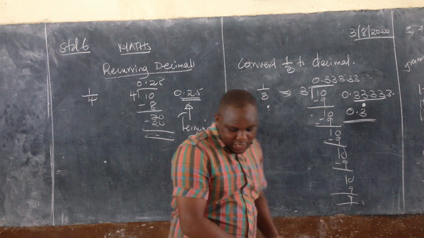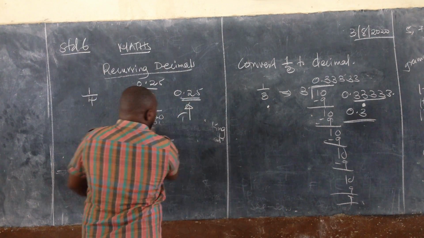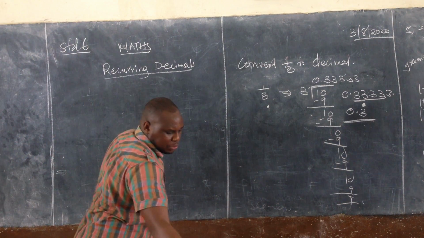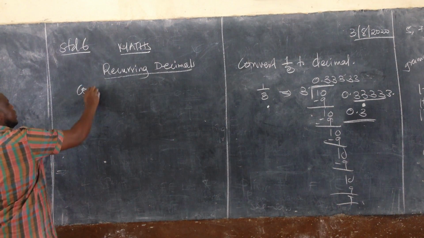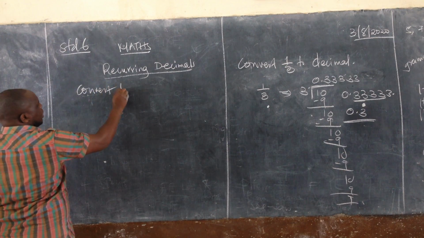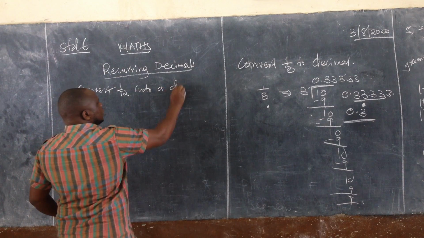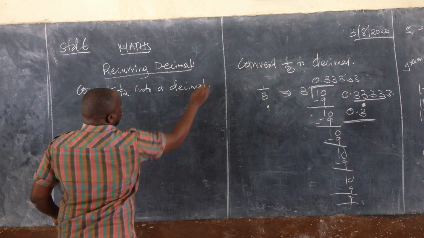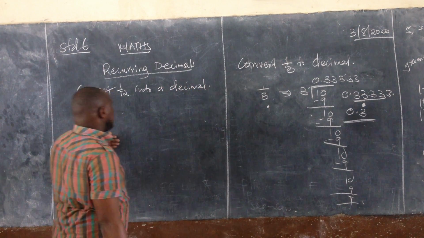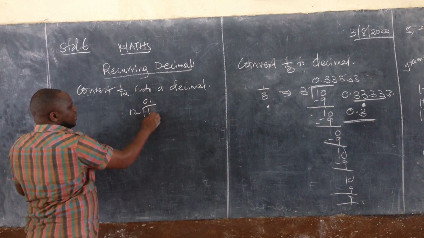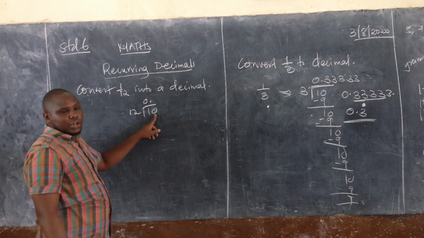Let's have another example, Anna. 1 over 12. We want to convert 1 over 12 into a decimal. And so 12 is outside, 1 is inside. So 0.0, still cannot divide.